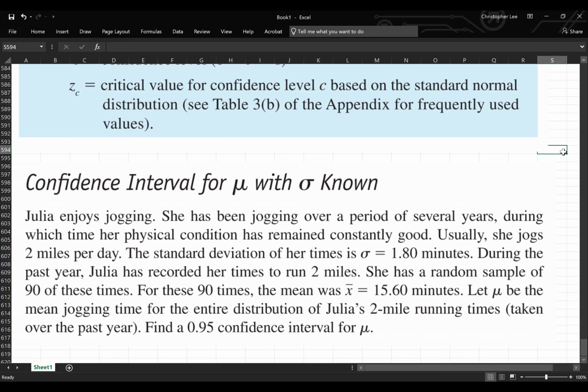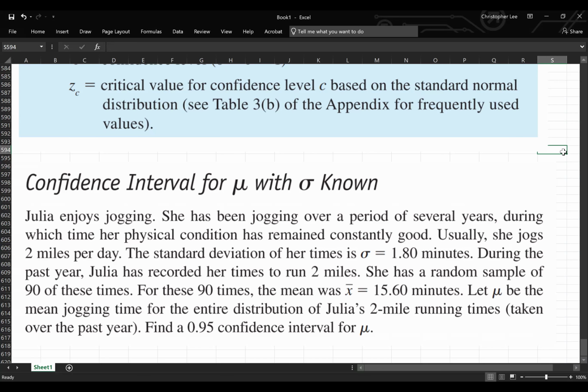During the past year, Julia has recorded her times for 2 mile runs. She has a random sample of 90 of those times. For these 90 times, the mean was X bar equal to 15.60 minutes. Let mu be the mean jogging time for the entire distribution of Julia's 2 mile running times taken over the past year. Find a 95% confidence interval for mu, right?